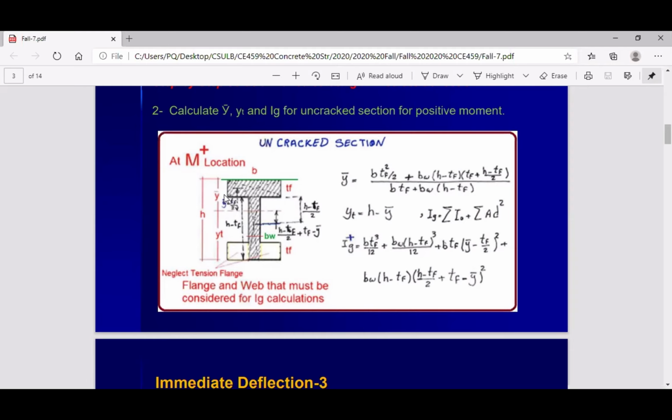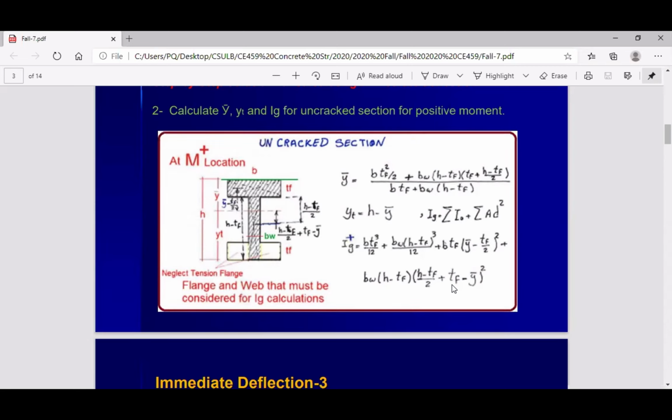Sigma means how many parts we have. We have two segments, segment 1 and segment 2. Area times distance to the power 2. Distance means from here to here, H minus TF divided by 2, plus TF minus y bar. That's it. Did I give you the answer? Yes, thank you. Welcome. Okay, another question.